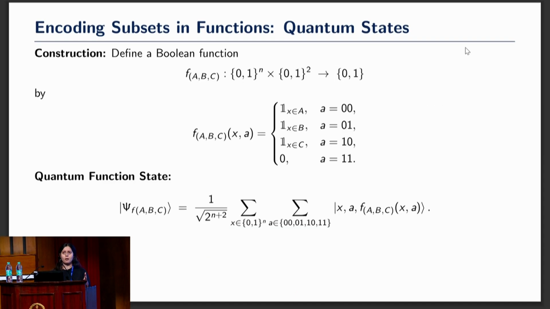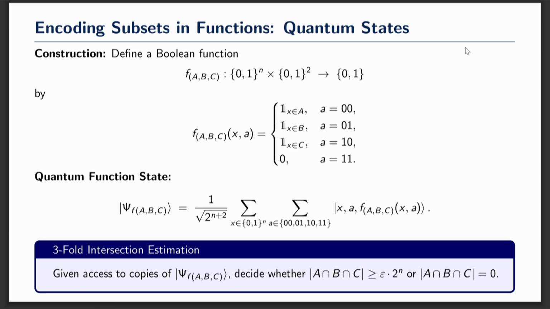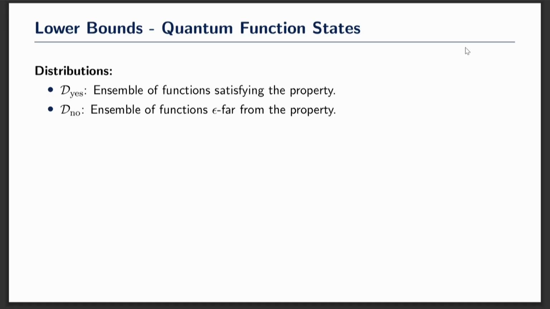I've been talking about function states, and I'm not going to try to convince you that the model I just talked about and function states are equivalent, but I hope you'll trust me when I say there's a way to define a Boolean function that corresponds to this problem, and you're given access to the quantum function state that encodes all 3 subsets, and your goal is analogous. Given access to copies of psi f, you want to decide whether the intersection is a constant fraction or it's exactly 0. And how are we going to prove that this is difficult?